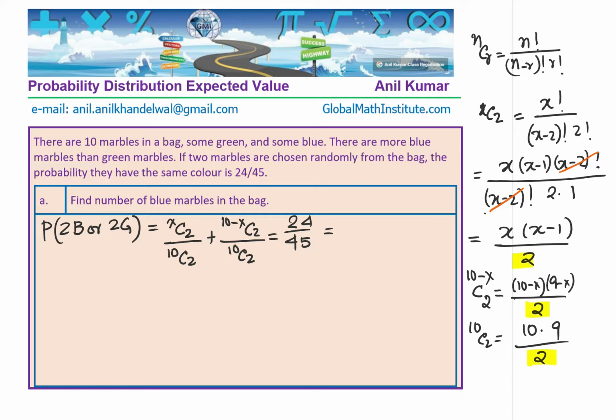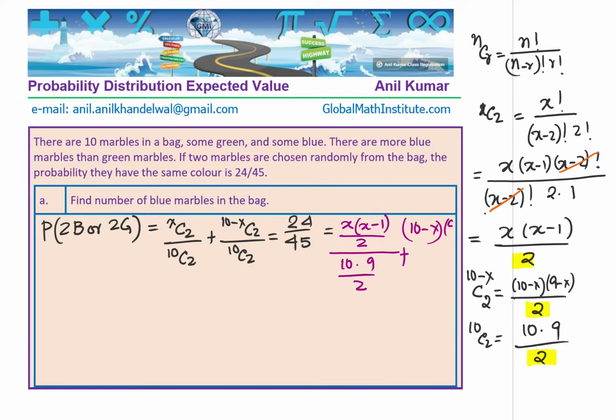They will cancel away. And therefore, what we get really here is a simplified expression so that it makes sense to you, right? Well, let me write the total thing. x times (x minus 1) divided by 2, over 10 times 9 divided by 2, plus 10 times (10 minus x) times (9 minus x) divided by 2, over 10 times 9 divided by 2. You could write it like this, correct?